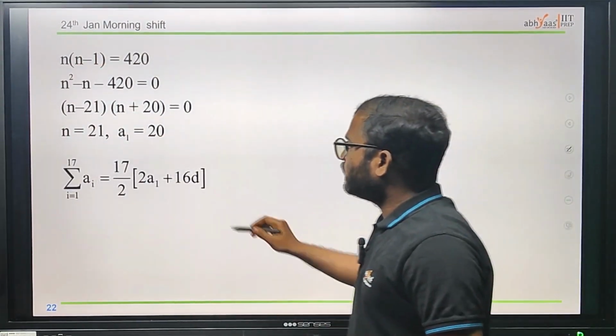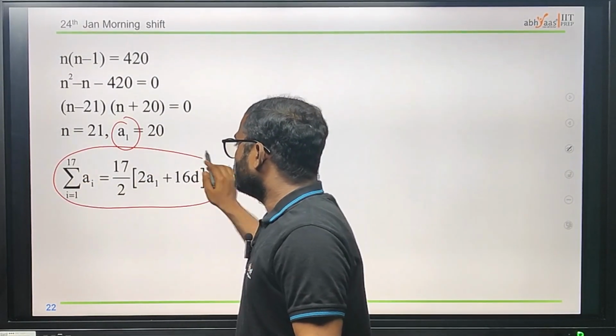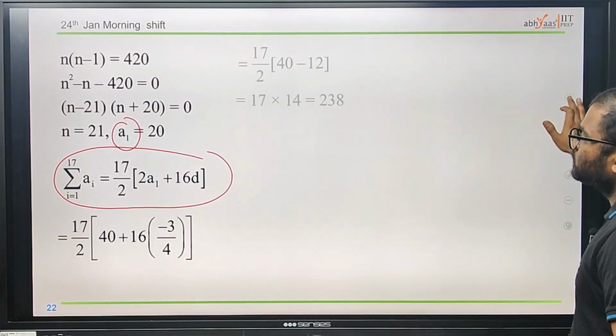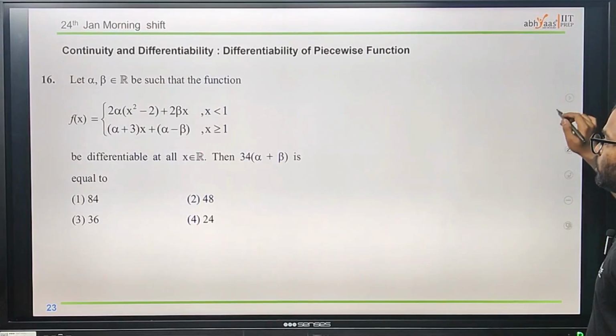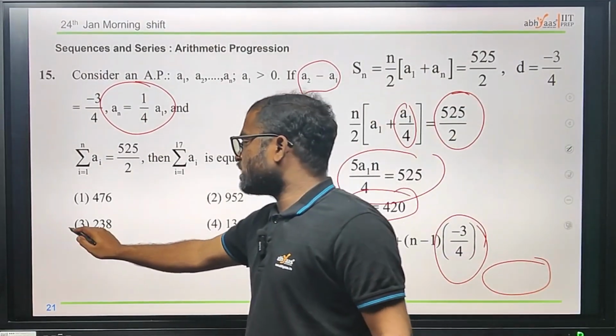If we substitute, we got the A1, therefore we substitute those values in this as well. In order to find the answer, ultimately we will get the answer as 238. Just a simple process, you can do that. Therefore 238 is our answer.